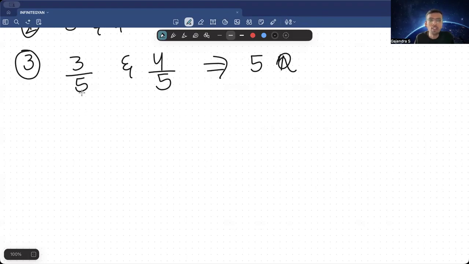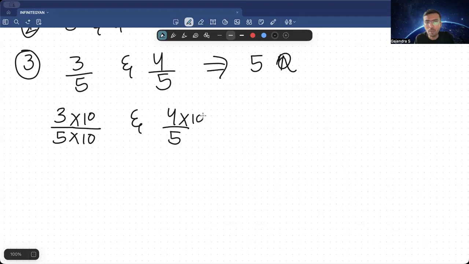Here the most important thing, when you get p by q form, is to check whether you have common denominators or not. Here it is 5 and here also we have 5. So again you can apply the previous trick: 3 by 5, multiply and divide by 10, and here also 4 by 5, multiply and divide by 10, right?